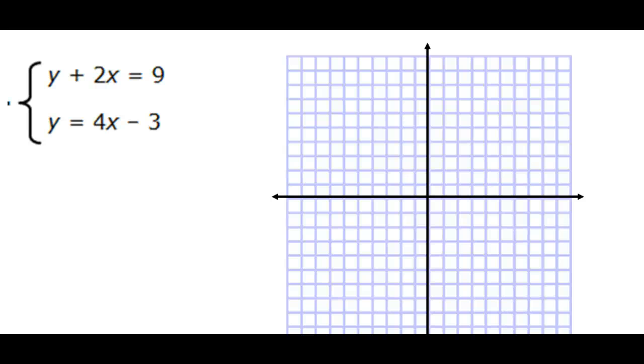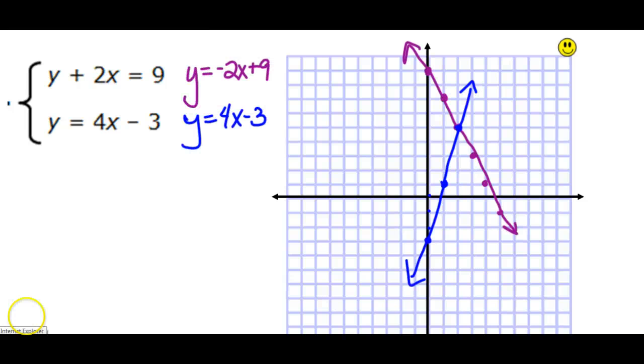So here's one for you to try. Pause it, make sure that both of these are in slope-intercept form first, and then graph them. This one starts at 9, down 2, right 1, down 2, right 1. You'll see I put several points, draw my line. Second one starts at negative 3, up 4, right 1, up 4, right 1.